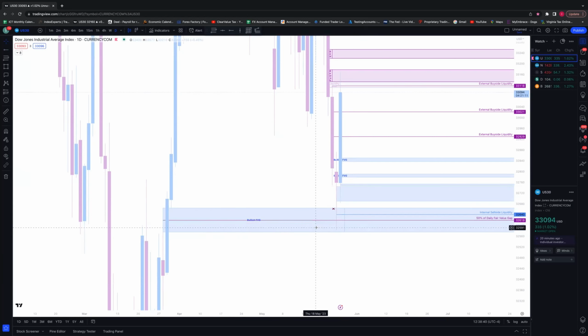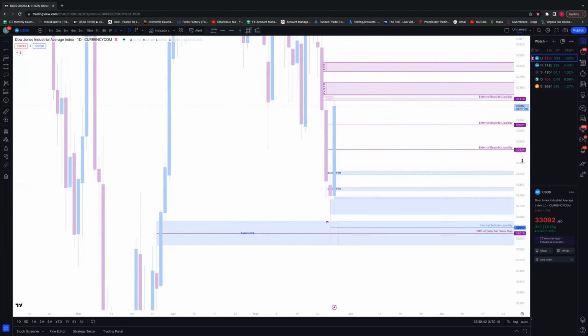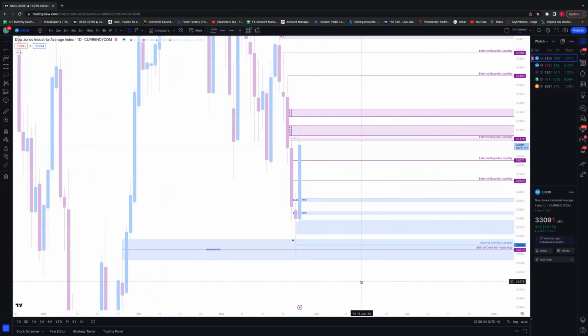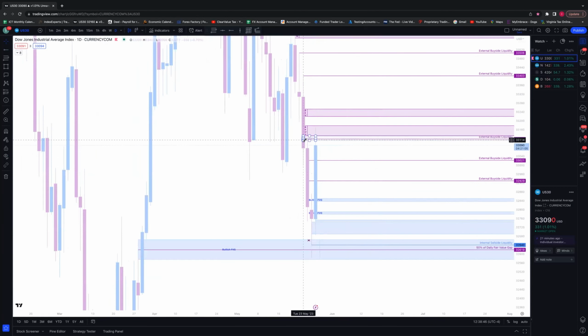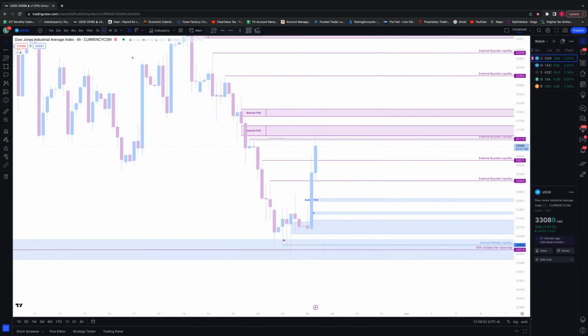So once I mark my daily fair value gap, as you can see, we have a bearish one over here as well. But you can go to the lower time frame, like the 4-hour. This is where I refine them. So as you see over here, we have this inefficiency in price as well.